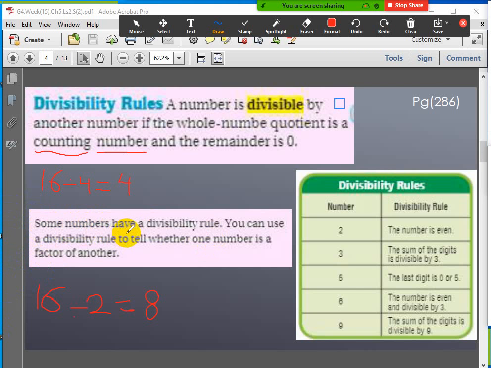Some numbers have divisibility rules. You can use divisibility rules to tell whether one number is a factor of another. When I have this quotient, we name it a factor of 16. Why? Because 8 multiplied by 2 equals 16. Remember we name those numbers factors. Those numbers are factors of 16, because when we multiply them by each other, the answer is 16.